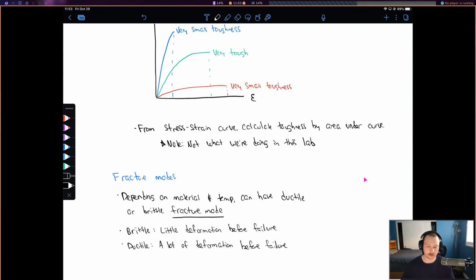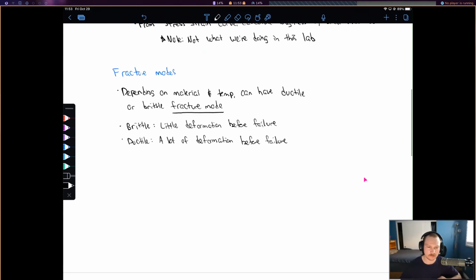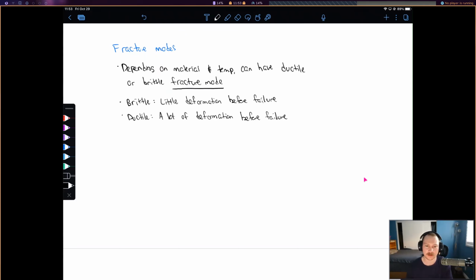All right, so again, the key takeaway that I want everyone to focus on is that we want to use the term fracture mode, because depending on the material and the temperature, it can behave differently. So we're going to have an example now. A big one would be the Titanic. Got that from Dr. James. I'll show you some other pictures too.